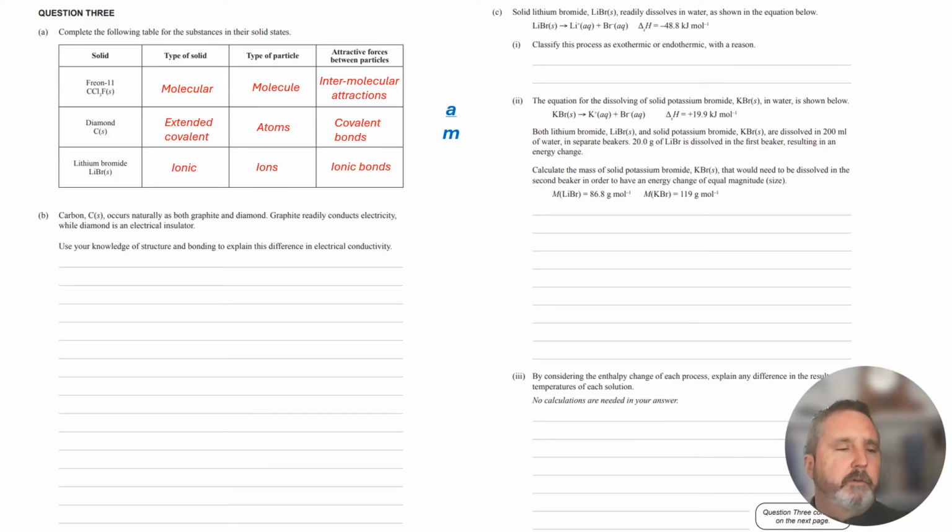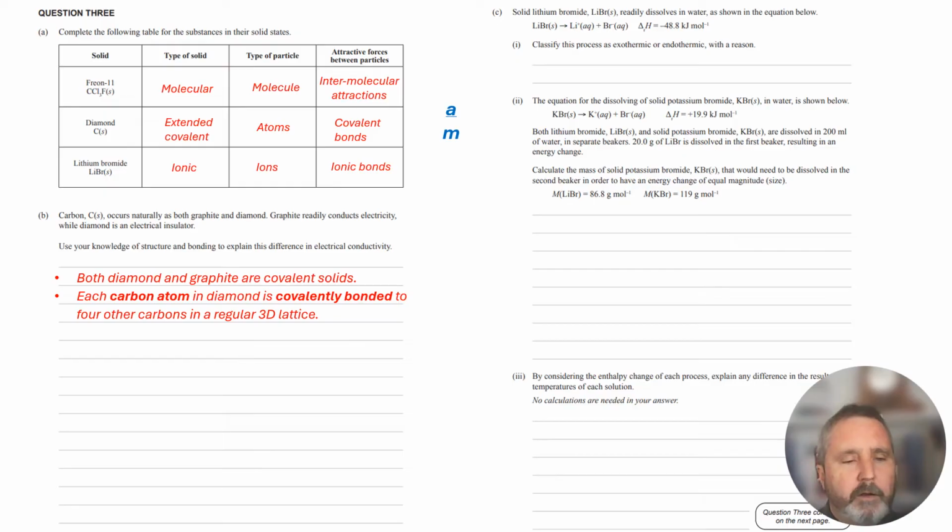But specifically for diamond, the first thing we're going to say is they're both covalent solids, but diamond is covalently bonded to 4 other carbon atoms in a regular 3-dimensional lattice. Now, the reason we've put 3-dimensional lattice, which we should do, is because it's important for this question, because graphite is a 2-dimensional lattice.